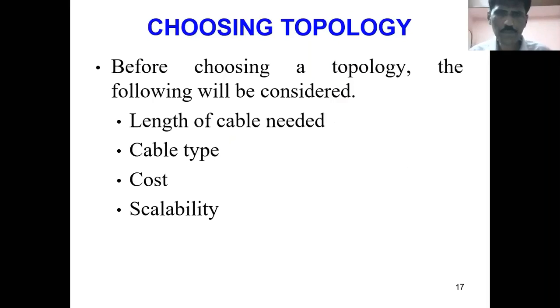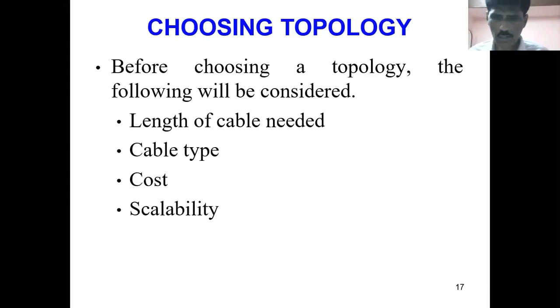Now the question is, there are 5 or 6 types. One more topology, which some people call tree topology. So among all these types of topologies, which one can we choose for our business organization? That is the question we need to answer. Before choosing a topology, some factors must be considered. What are the factors? You can see them in the slide.